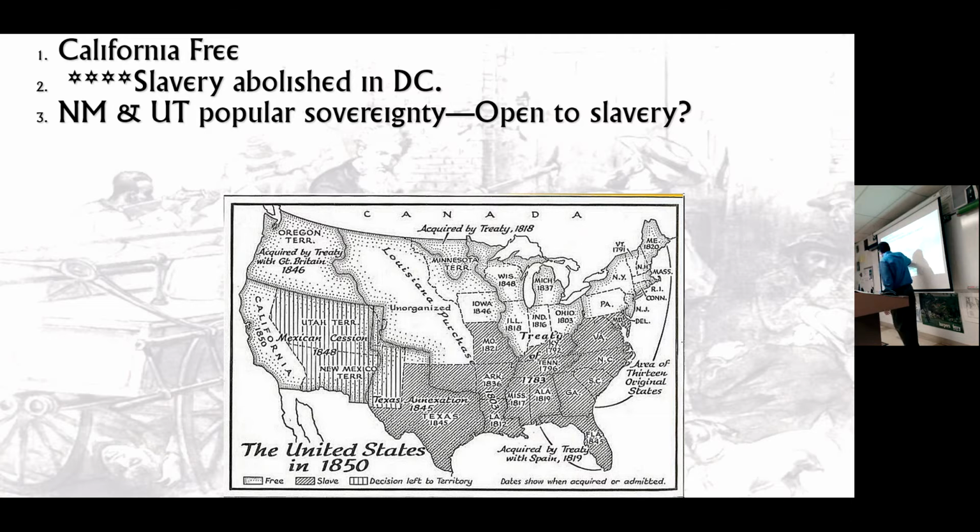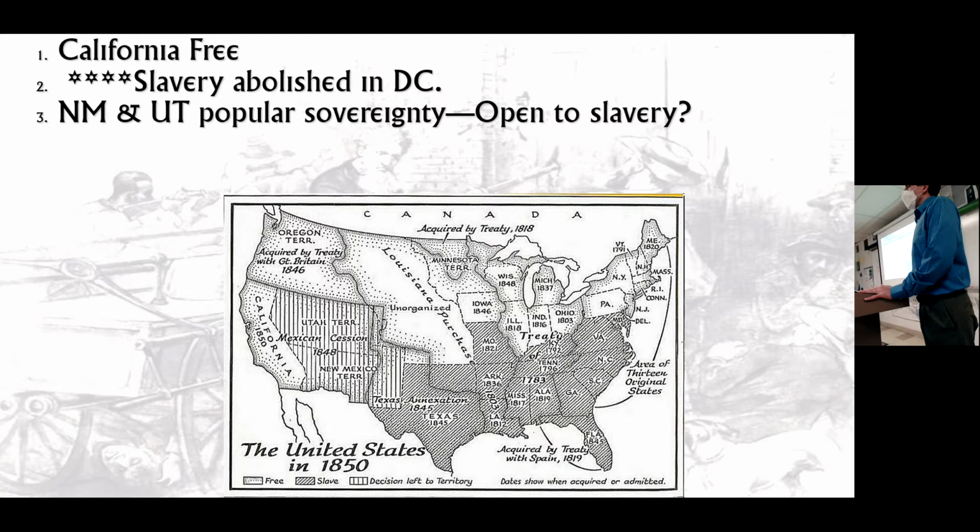So they cut New Mexico in half, Utah and New Mexico, popular sovereignty. But if they allow the vote down the road, that will open both to slavery. So there's a chance this will open to slavery, which is what Southerners want. If they have the vote now, immediately, no slavery. And then a biggie.